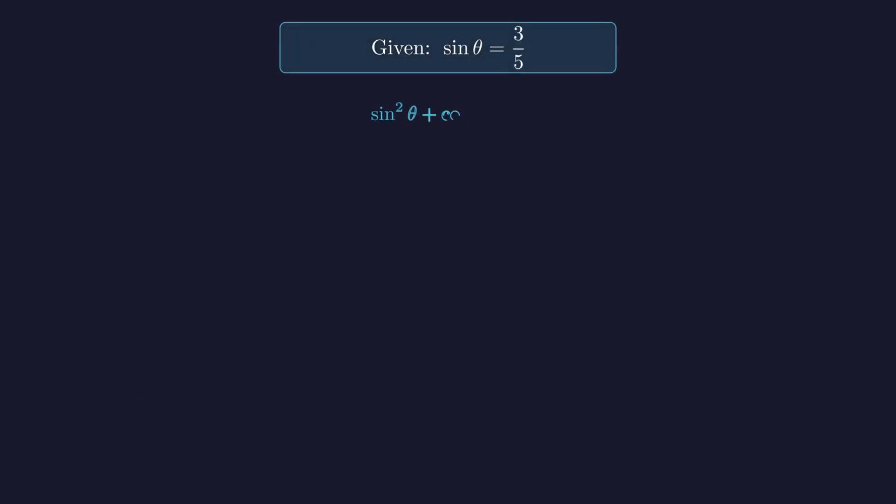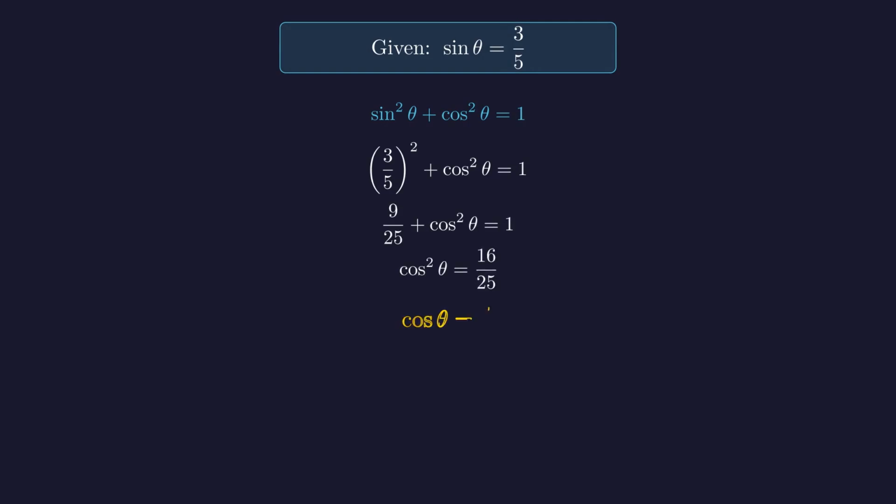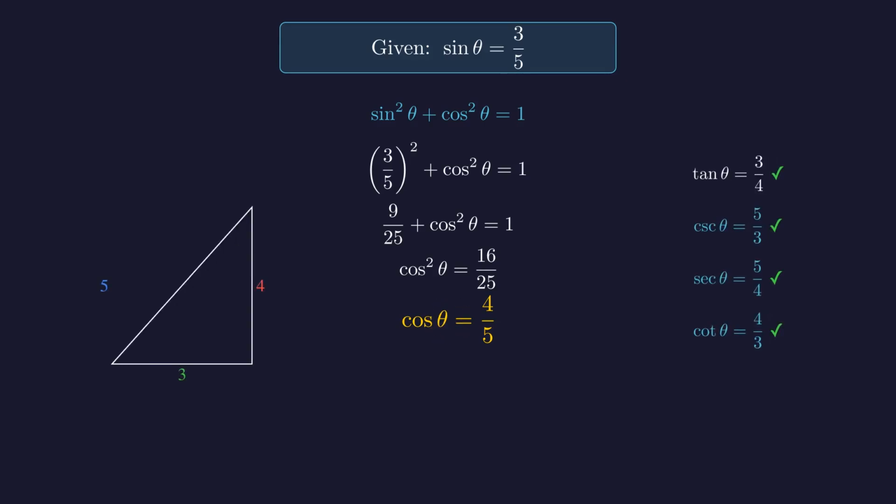Elegant, right? Let's see these identities in action with a quick check. If sine theta is 3/5, what's cos theta? Plug into the first identity. (3/5) squared plus cos squared theta equals 1. 9/25 plus cos squared equals 1. Cos squared equals 16/25. Take the square root. Cos theta is 4/5. And from there, every other ratio falls out.